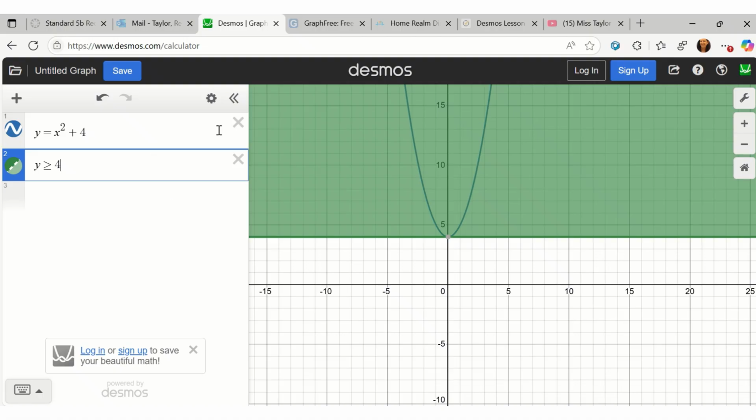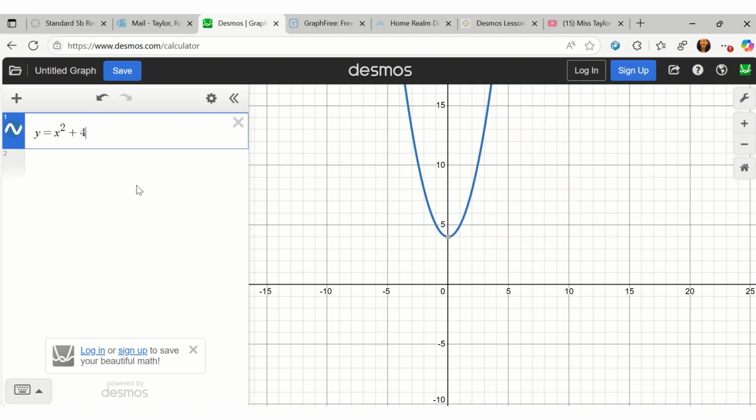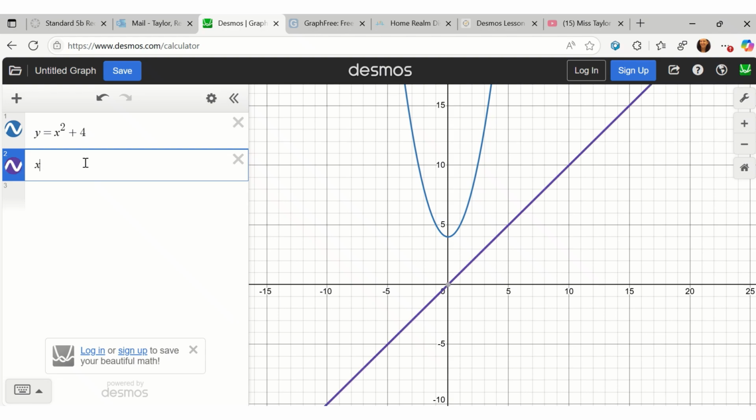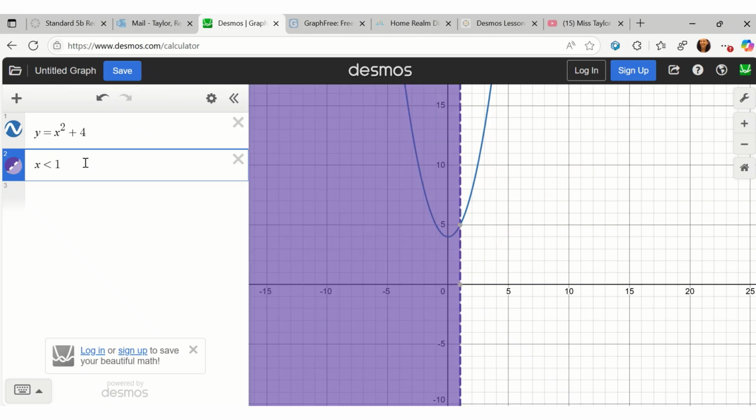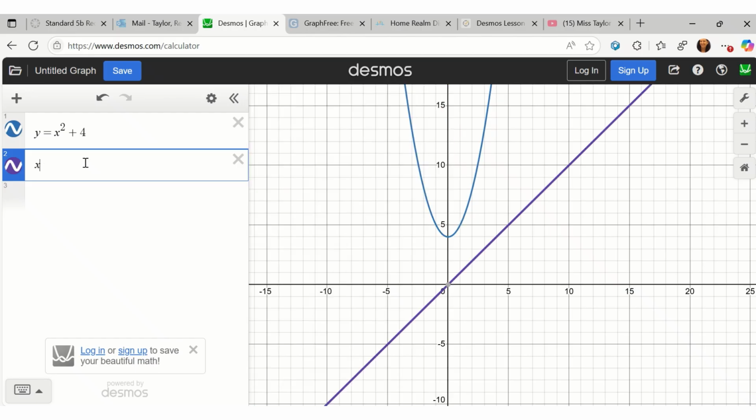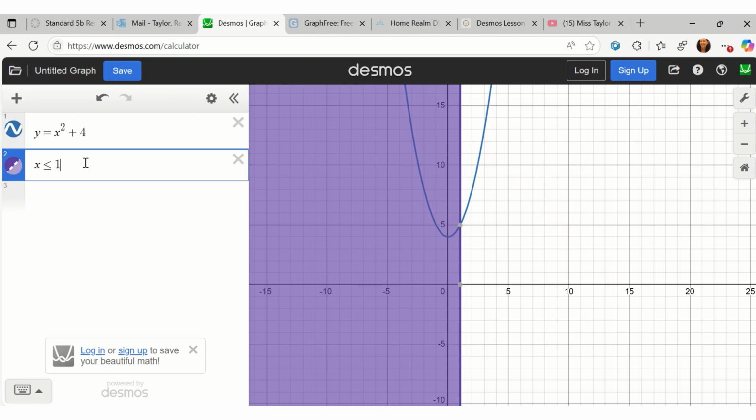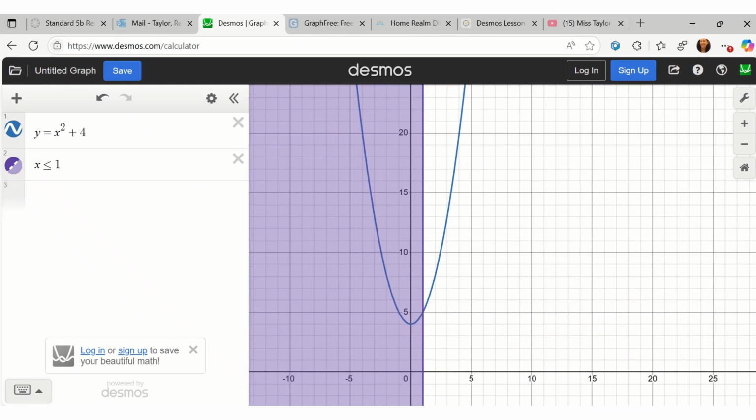So let's go back to this. With the domain, let's say I pick something. I say x is less than 1, because domain is all your x's. Actually, we should probably do x is less than or equal to 1. You can tell that's not correct, because you've got all this parabola that's not in that domain.